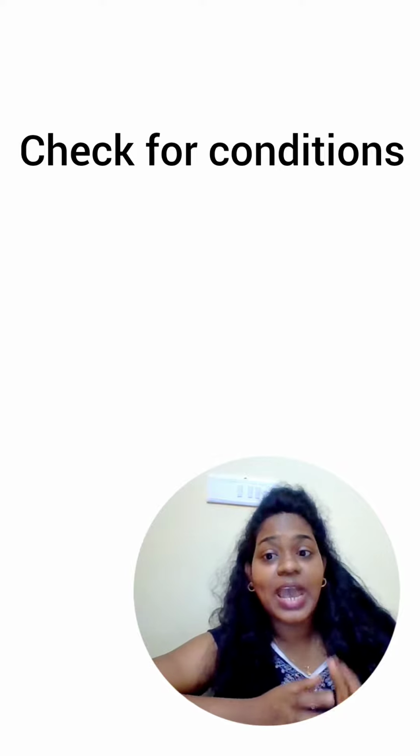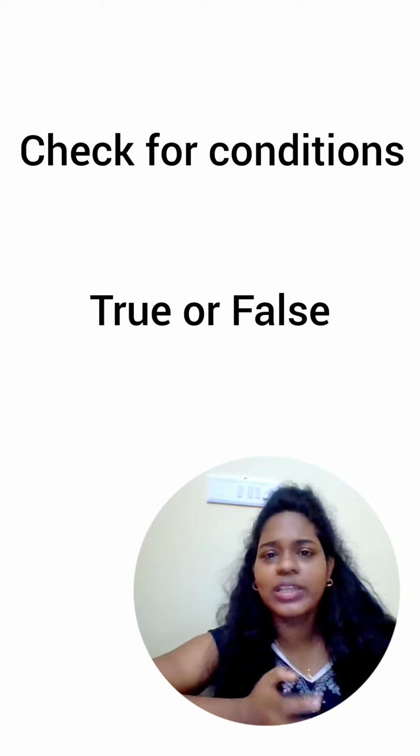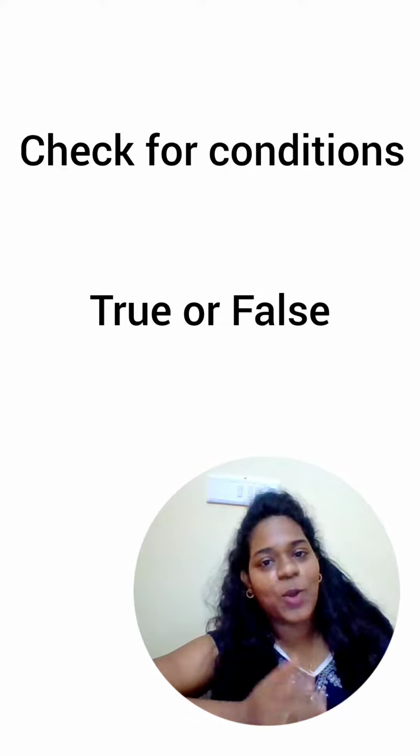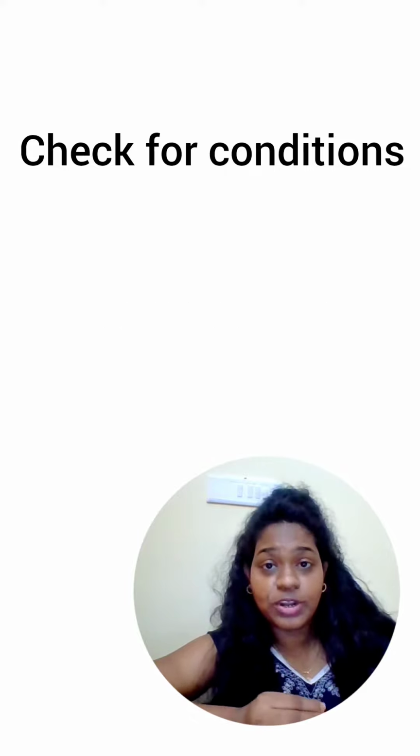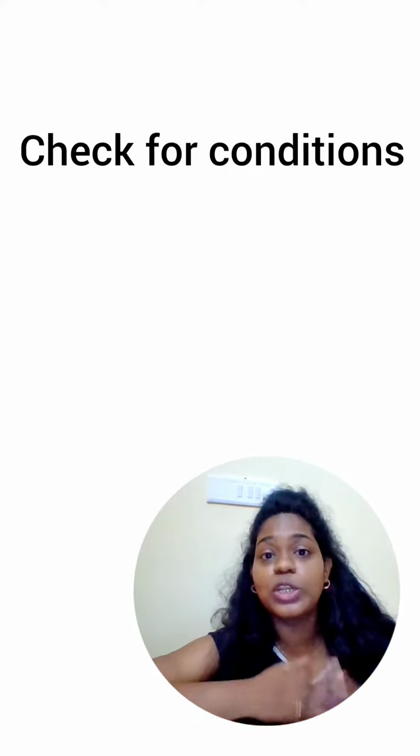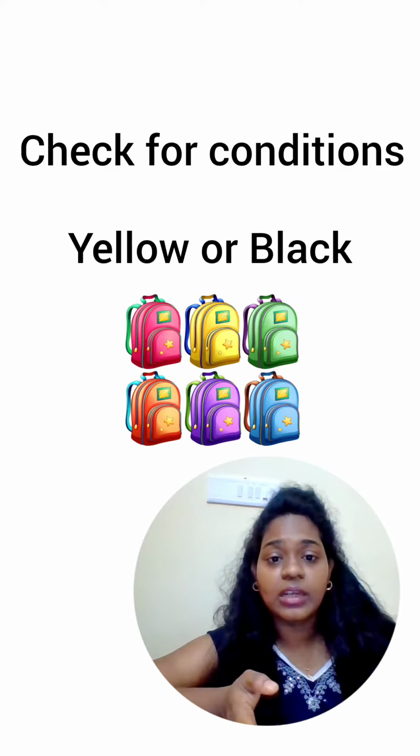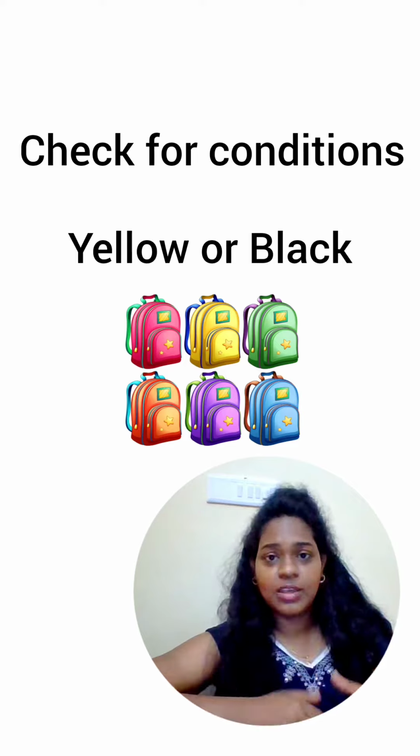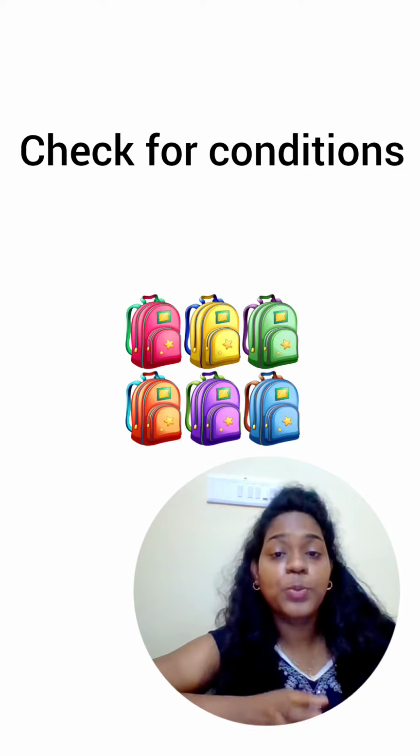In Python, we check for conditions. Python gives us the output as true or false. Now, what can we do with that true or false output? In the real world, after we check for conditions, we do something, right? If you're looking for a bag with color yellow or black, we do something like buying the bag. We can do a lot of things based on the output of our condition.